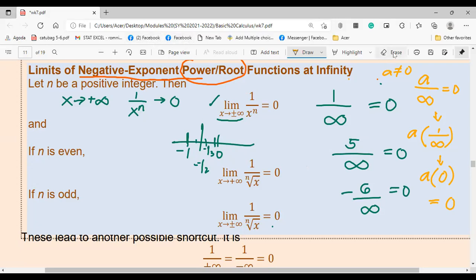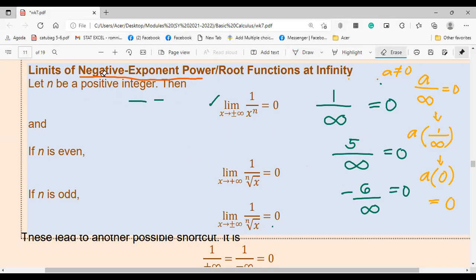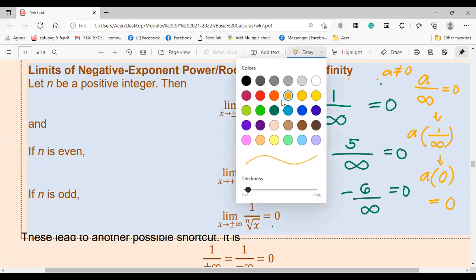Yun yung sinasabi. That's the general rule. Okay? May you please remember that. Dahil ang rule na yan ay gagamitin mo ulit sa pangalawa. Ito yung sinabi naman ng pangalawa. And if n is, ito, look at the condition.